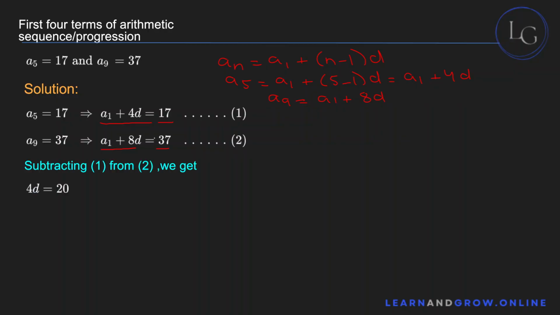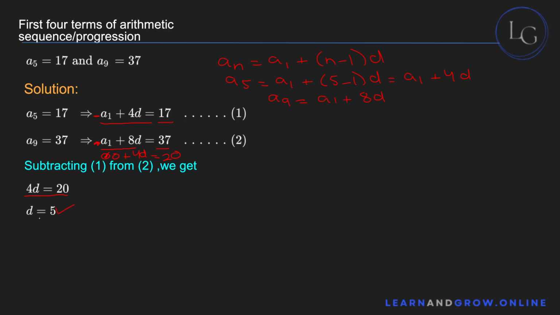So when we subtract equation 1 from equation 2, we get 4d is equal to 20. So basically we'll subtract this equation from this equation. So a1 minus a1 is equal to 0, and 8d minus 4d is 4d, and 37 minus 17 will be equal to 20. So 4d is equal to 20. That's what we have here. So we find the value of d, which is 5.